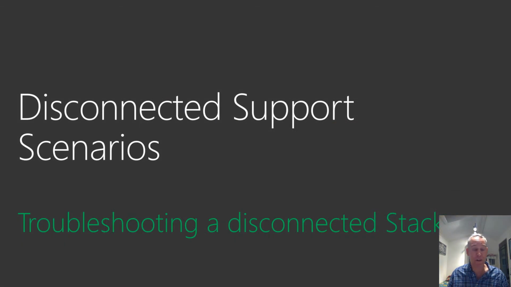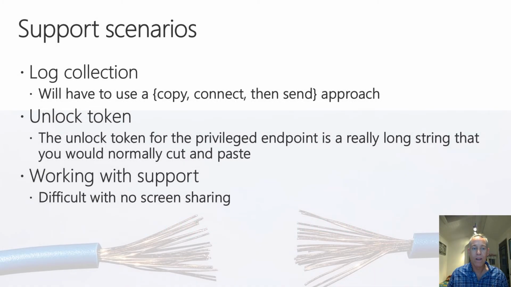The last little section here is about support. So how do you get support when you're disconnected and things are different or more difficult? If you've ever opened a support case and worked with Microsoft for Azure Stack, you'll know that we do some things directly online. The unlocking to get to the powerful commands in the privileged endpoint needs a token, and you generate the token on the Azure Stack. You pass it across to Microsoft support. We generate a corresponding token and send it back to you, and only then is that instance of Azure Stack unlocked. It's a really, really long string. You'd normally just cut and paste it between your Azure Stack environment and Microsoft.